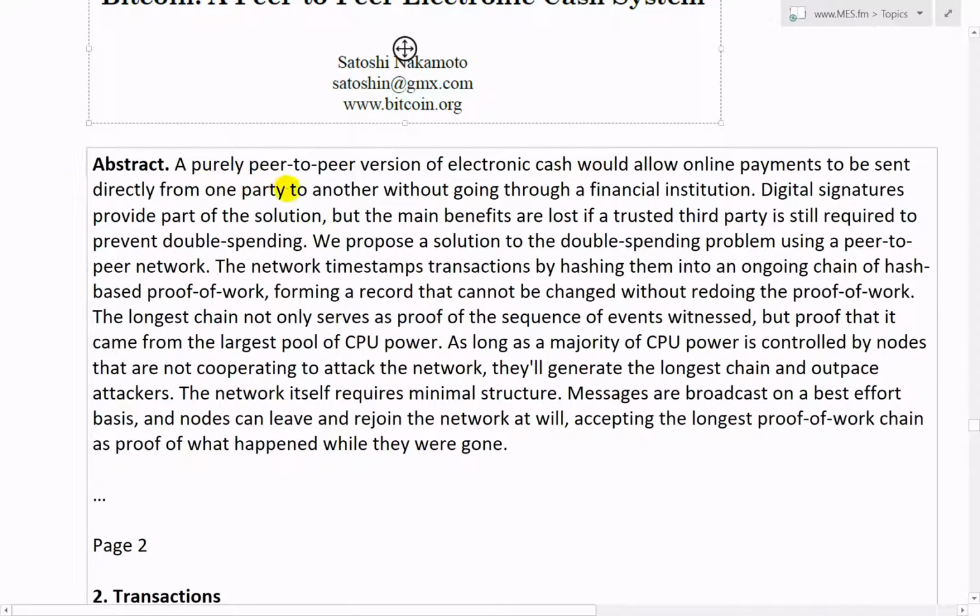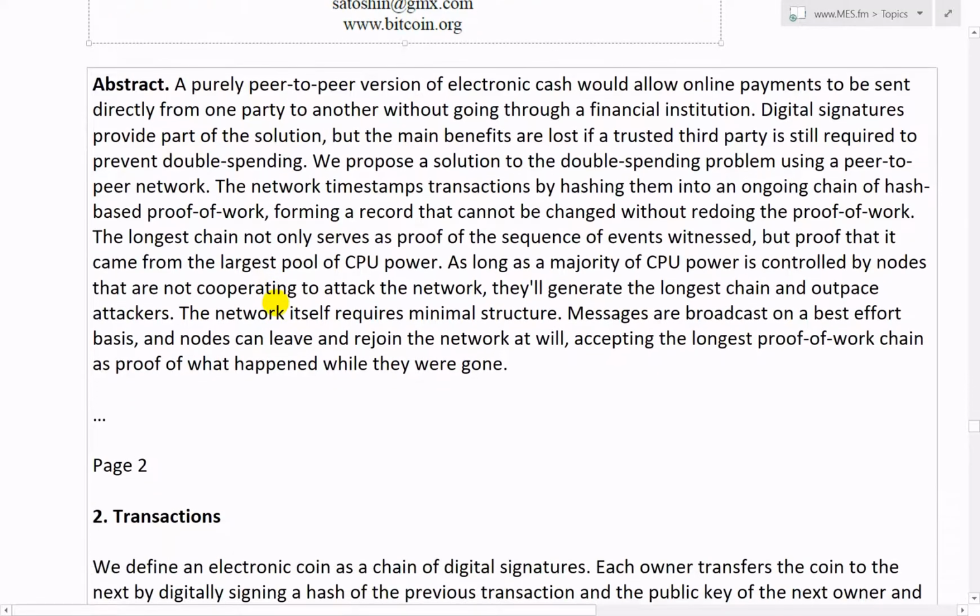A purely peer-to-peer version of electronic cash would allow online payments to be sent directly from one party to another without going through a financial institution. Digital signatures provide part of the solution, but the main benefits are lost if a trusted third party is still required to prevent double spending. We propose a solution to the double spending problem using a peer-to-peer network. The network timestamps transactions by hashing them into an ongoing chain of hash-based proof of work.